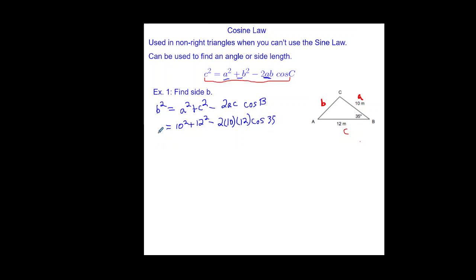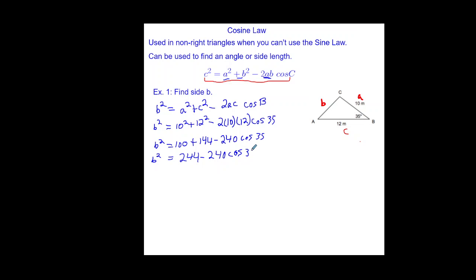We can now go ahead and do the squaring, do the arithmetic. We still have our b squared over here. So 10 squared is 100, 12 squared is 144. 2 times 10 is 20, times 12 is 240, cos 35. And let's keep going. We're going to slow down in just a second. We have 100 plus 144, that's 244, minus 240 cos 35.